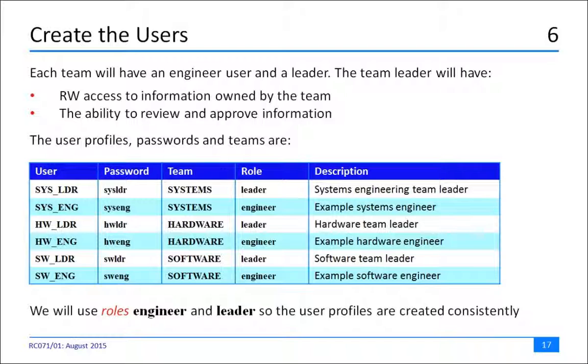In the final part of the setup of users, teams and access rules, we will create the user profiles. Each team will have an engineer user and a team leader. The team leader will have the same rights as the engineer, and also RW access to information owned by the team, and the ability to review and approve information. The user profiles, passwords and teams are shown in the table. We will define 2 roles, called engineer and leader, so that the user profiles are created quickly and consistently.